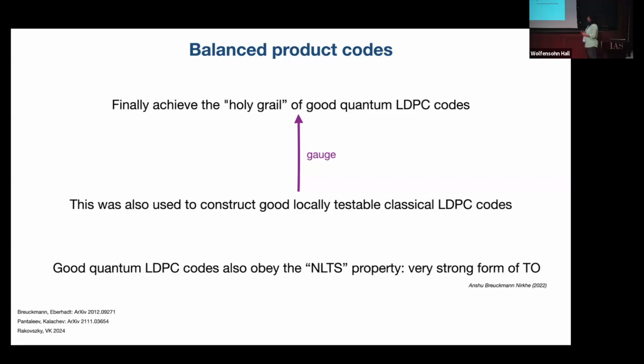Okay? And there's a very interesting recent paper from a year or two ago, which showed that these good quantum LDPC codes obey something called the NLTS property, which is no low temperature trivial states. And this is a very strong form of topological order from the point of view of physics, because what it's telling you is that if you define trivial or non-trivial states based on the depth of some circuit that you need to prepare it, then in these classes of codes, if you're below some temperature Tc, it doesn't have to be an eigenstate. Any state that exists below that Tc cannot be prepared by a finite depth circuit.